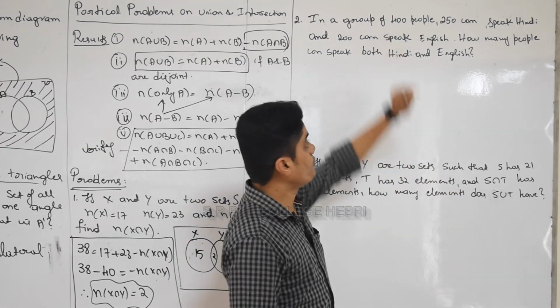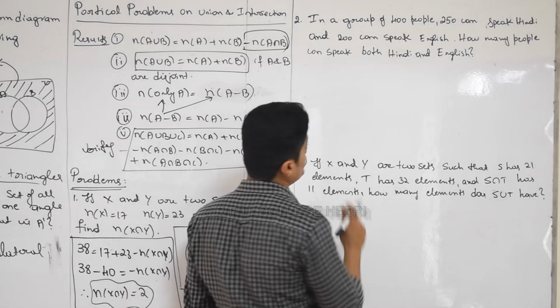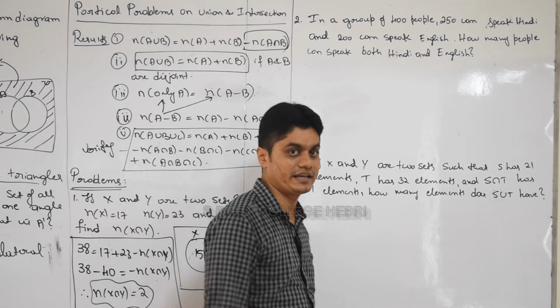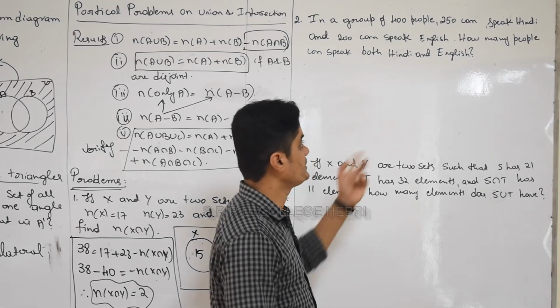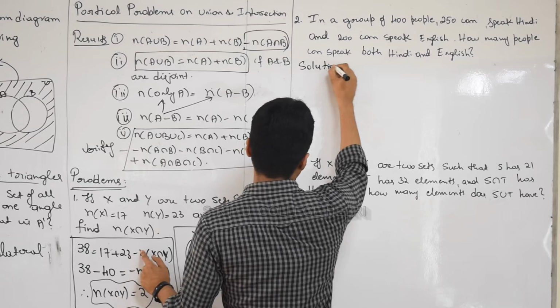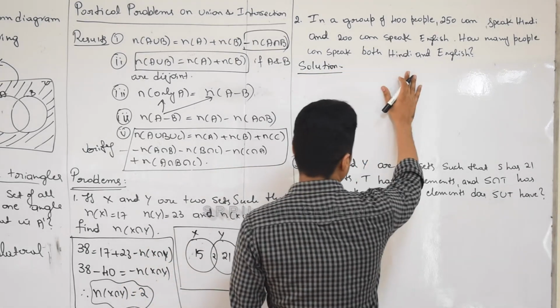In a group of 400 people, 250 can speak Hindi, 200 can speak English. How many people can speak both Hindi and English? Again, the intersection part is missing, the remaining is known. But in this problem, remember, you cannot solve it directly like this. You should follow some procedure. That procedure is you have to mention the set first.